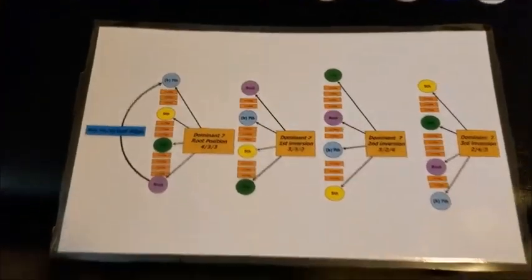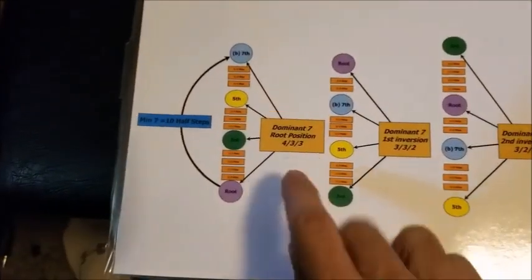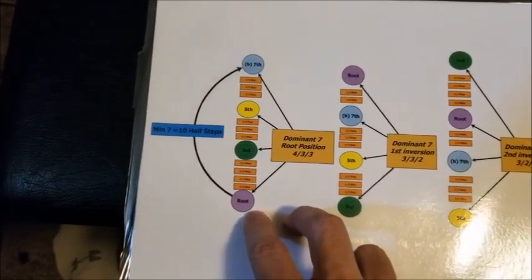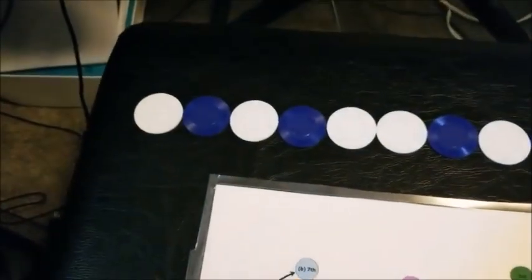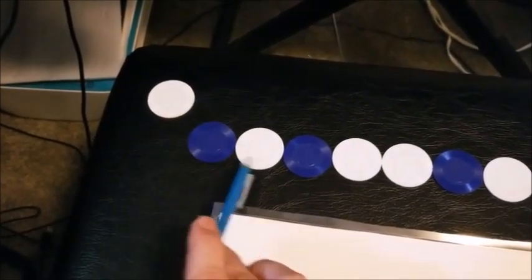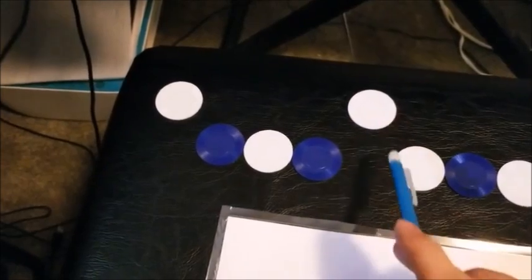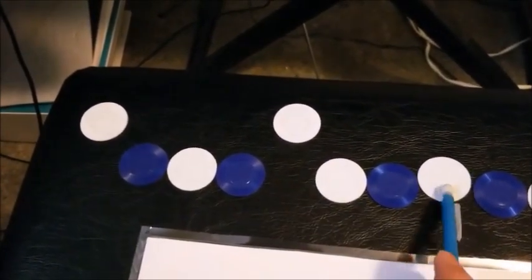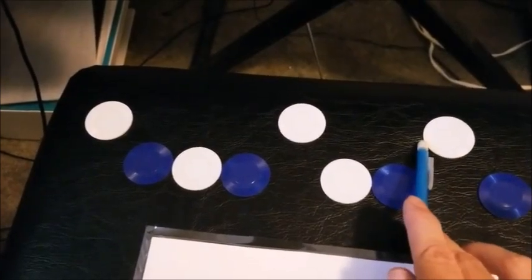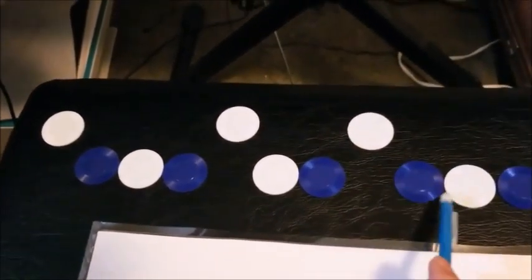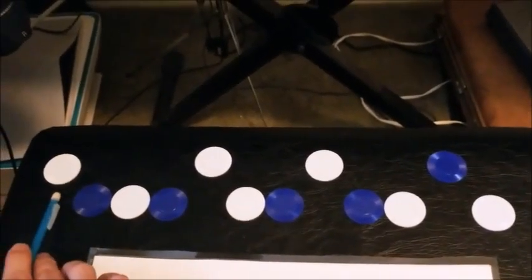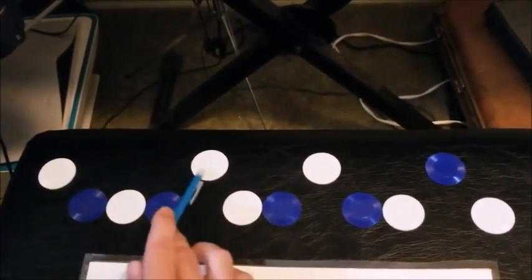So let's begin. Here's our dominant seventh chords in 4-3-3 position, root position, starting on C. So we're going to have a C. We're going to count 4 half steps: 1, 2, 3, 4. And then 3: 1, 2, 3. Right? And then 1, 2, 3, 4. So here is a C7 in root position: C, E, G, B flat.